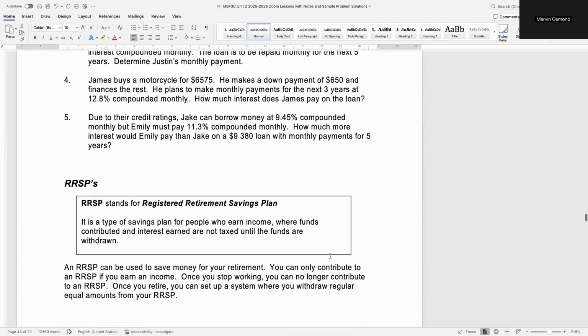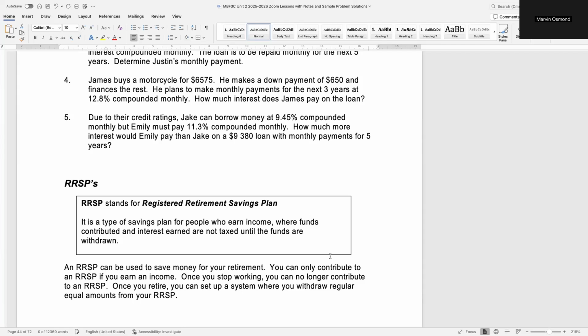So we were talking about loans. So when you get a loan, you have to pay it back, making monthly payments. They're sometimes called installments, monthly installments, monthly payments. RRSPs. So an RRSP stands for Registered Retirement Savings Plan. So typically when you start work when you're young, you put some money away so when you retire, you have some money to live on.